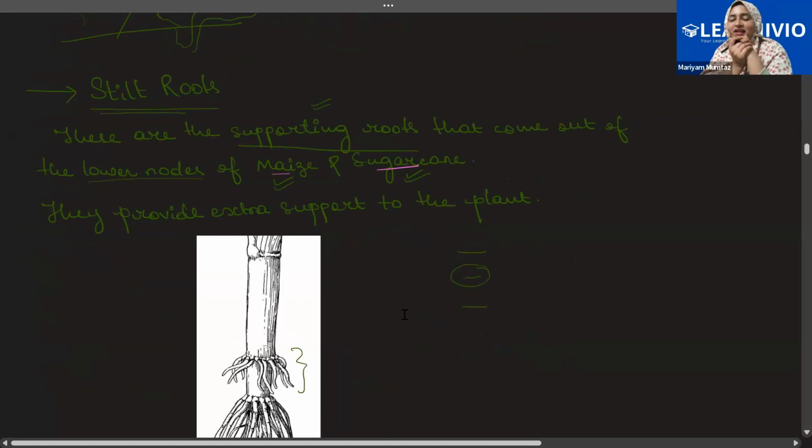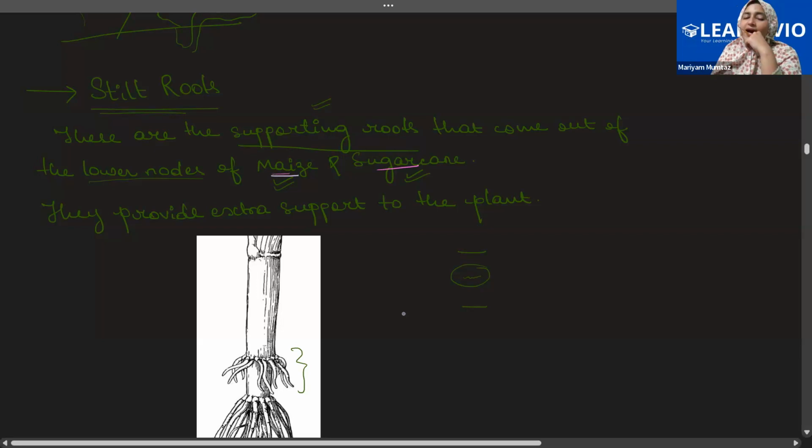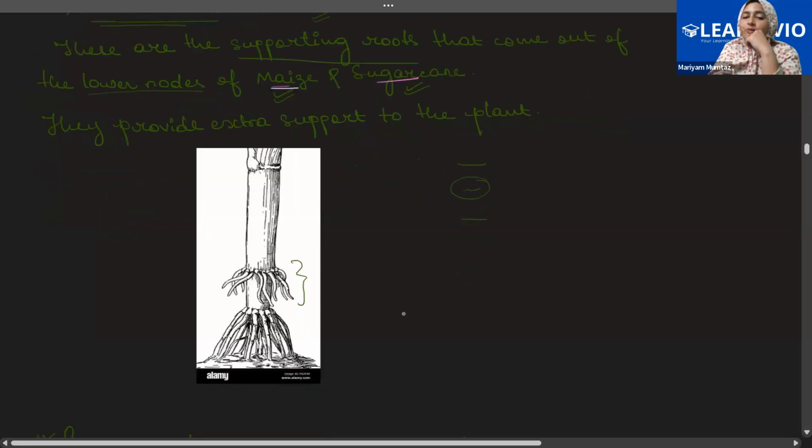All right. Now talking about stilt roots. See, stilt roots are supportive roots, right? These roots don't do absorption or anything, but they help the plant by providing support. So these are the supporting roots that come out of the lower nodes of maize and sugarcane, and they provide extra support to the plant.